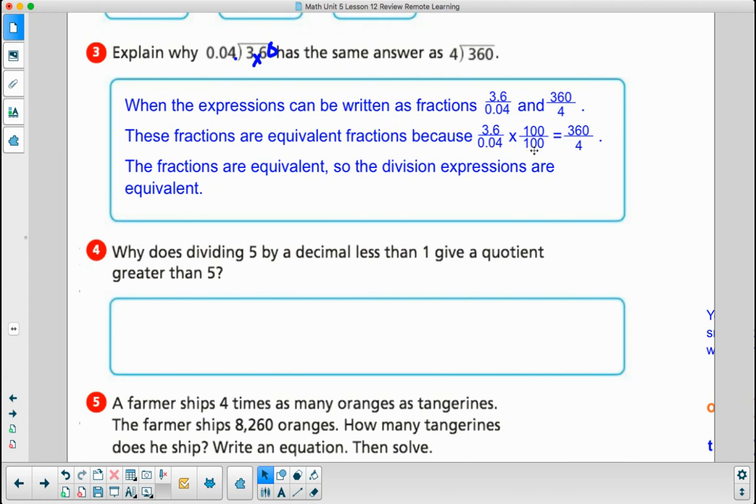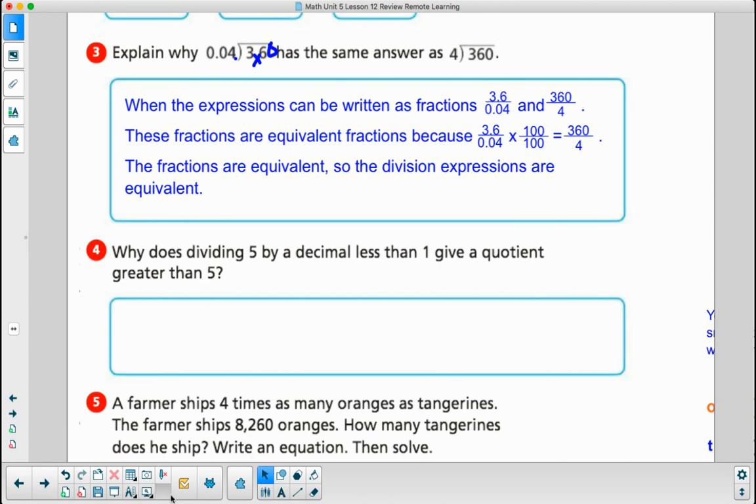400 multiplied by 100 is 4. So that proves that these two are equivalent fractions. And since the fractions are equivalent, so are the division expressions. Number 4. Why does dividing 5 by a decimal less than 1 give a quotient greater than 5?